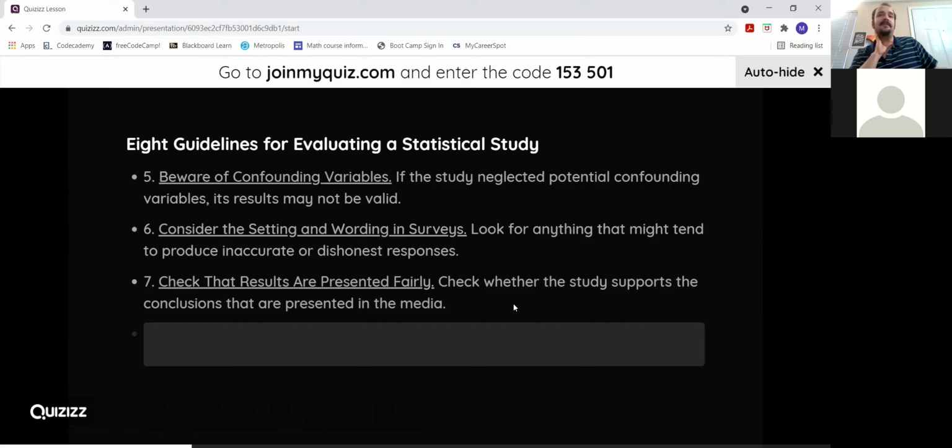Check that results are presented fairly. Check whether the study supports the conclusions that are presented in the media. Last time there was that Fox News poll, and they said something like women regift more than men, but when we plugged in that 3% margin of error, their study was not cashing in on the claim they were trying to make, right? Wasn't buying it. You've got to make sure what they're saying actually supports what's being said with the study. Like I said, numbers don't lie, but people do misinterpret them, right?